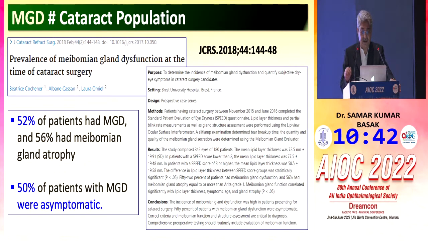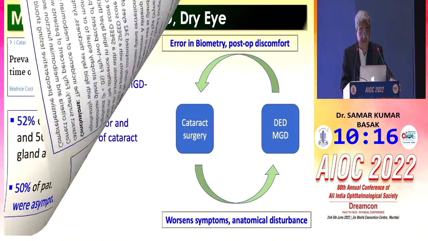And there are many studies of the prevalence of meibomian gland dysfunction at the time of cataract surgery. 52% of patients were having MGD, and 56% had meibomian gland atrophy, but 50% of the patients with MGD were asymptomatic. This was published in 2018 in JCRS.